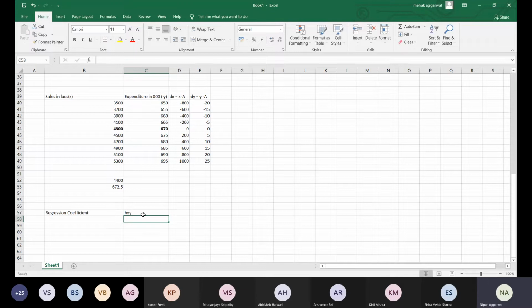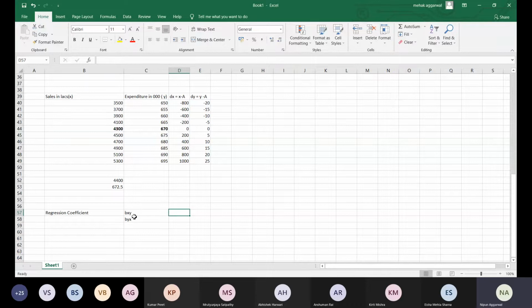So there will be two regression lines. One is BXY and the other one is BYX. The regression coefficient is always represented by small b, just as the coefficient of correlation is represented by small r. So BXY denotes the regression coefficient of x on y. So x on y means x is dependent on y. Sorry, x is dependent on y. So x is your dependent variable and y is your independent variable.